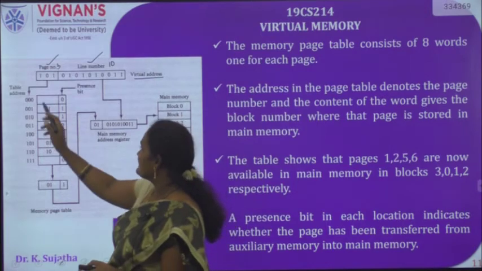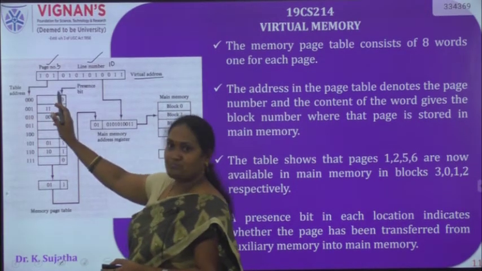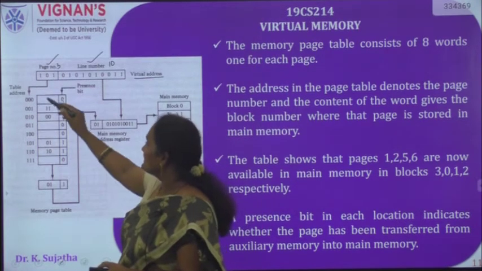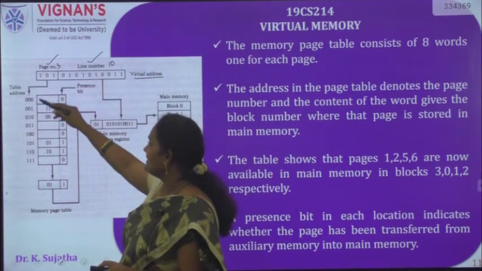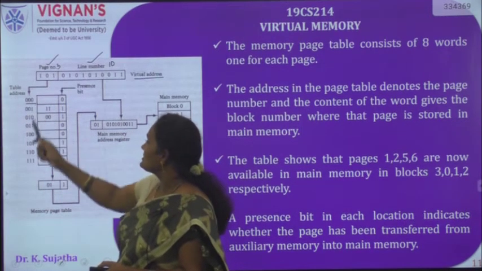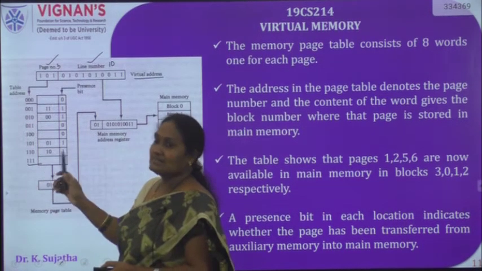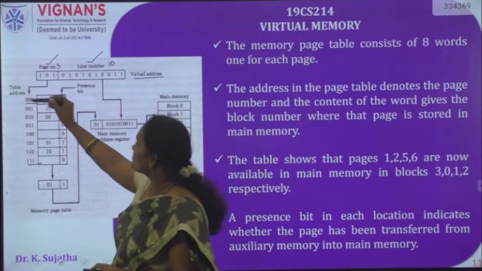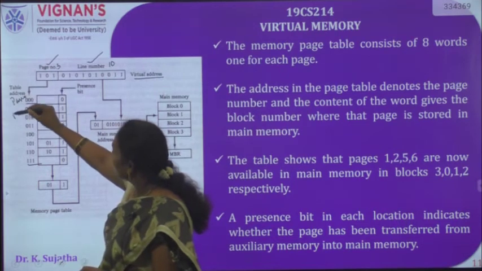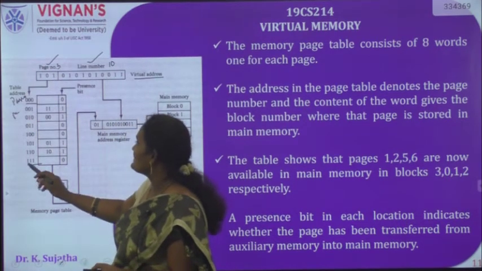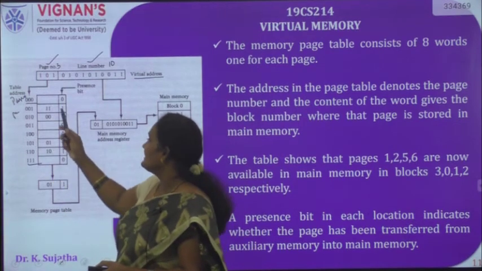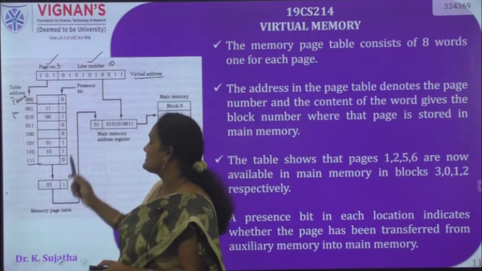This is the memory mapping table. This mapping table is divided into 2 parts. This table has a total of 8 locations. Those locations are represented from 000 to 111. That is, these locations are used for the representation of pages. This is page 0, page 1. These pages are mapped to which block, that I need to know. So, that block number and the corresponding presence bit.